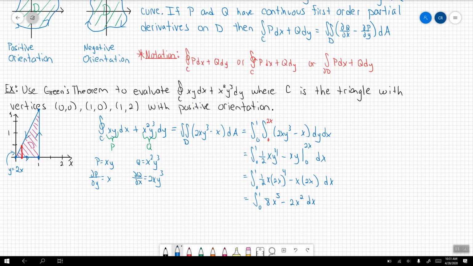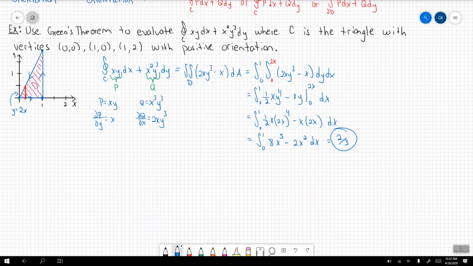You know what? Actually, no. I'm not going to have you guys take it from here, simply because I want to actually show you what we can do with this. So let's go ahead and finish this off. This is going to be 2/3. There we are. Awesome. So we were able to do this using Green's theorem. That's looking pretty good.